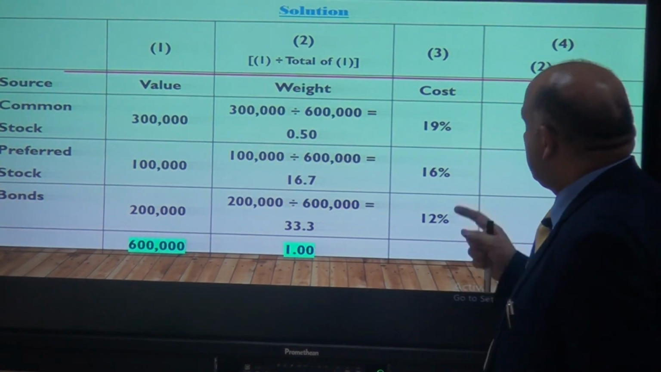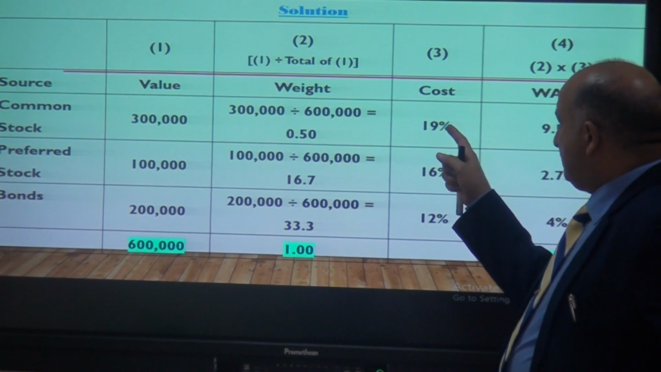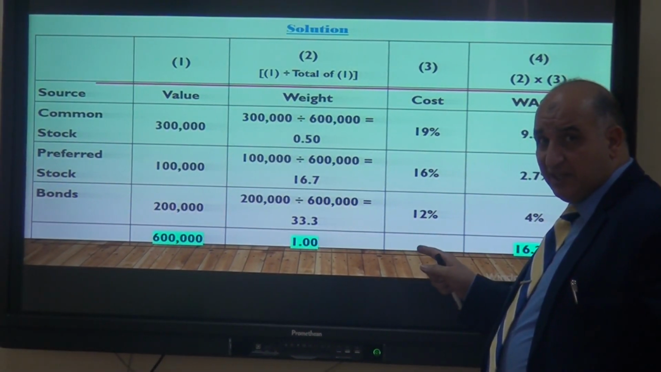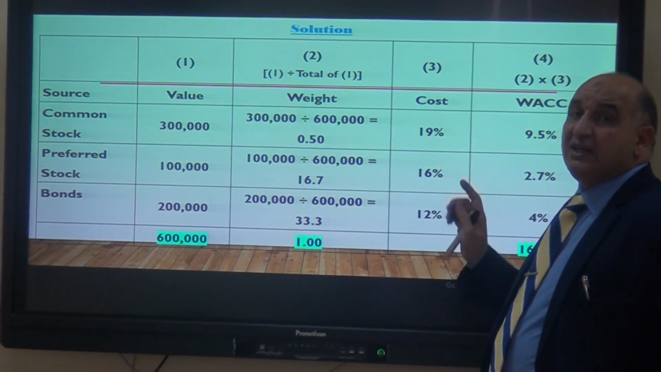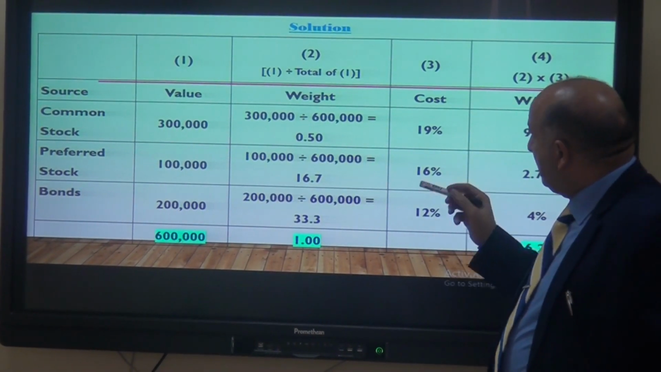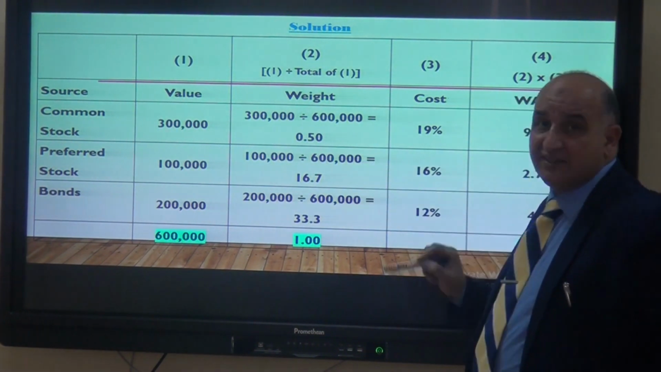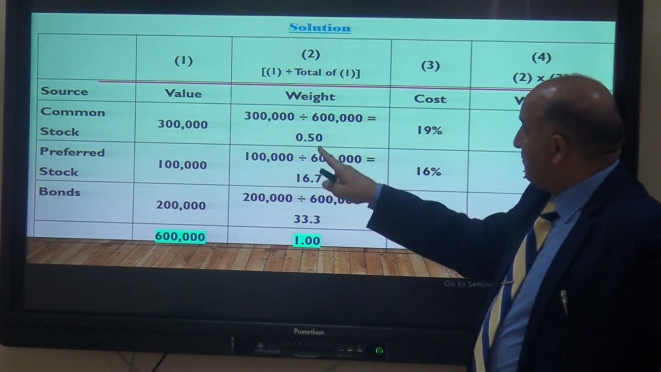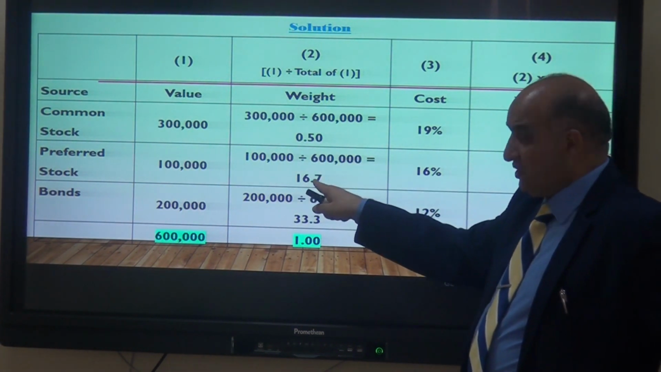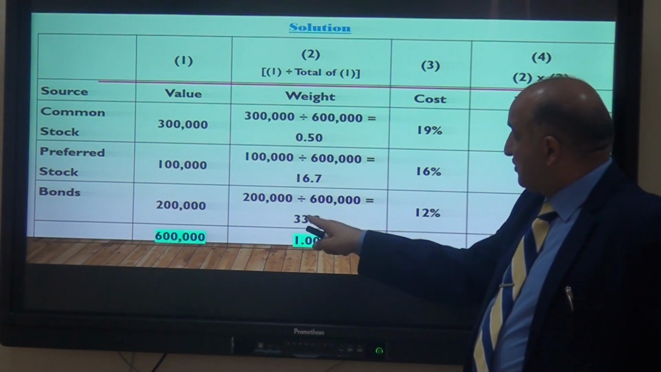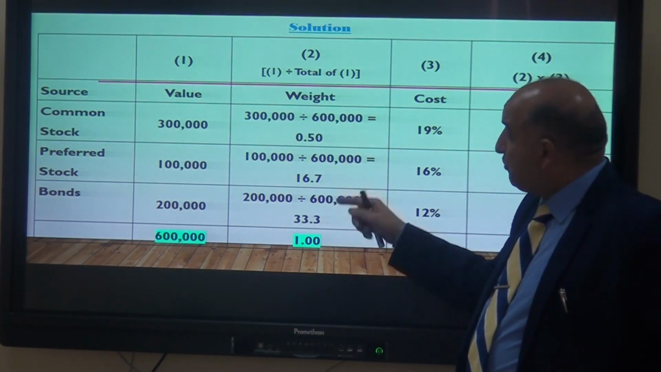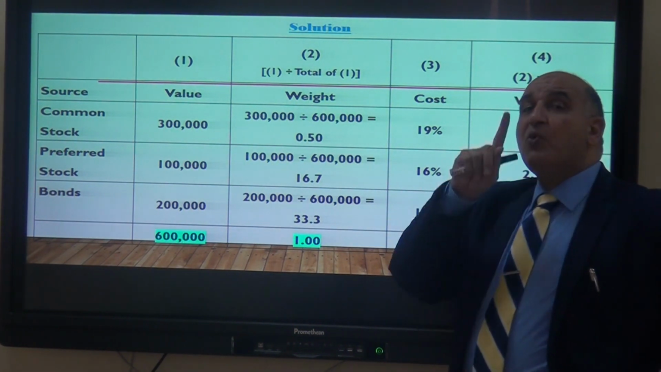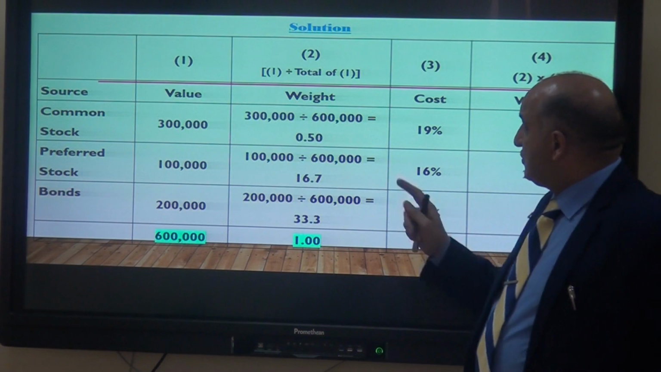Okay, the cost of capital: 19 plus 16 plus 12 divided by 3? No, it is not right. This is only right if it was equally weighted. But because we have different weights, this is 50%, this is 16.7%, and this is 33.3%, because we have different percentages. So we have to calculate a weighted average. What does it mean, weighted average?